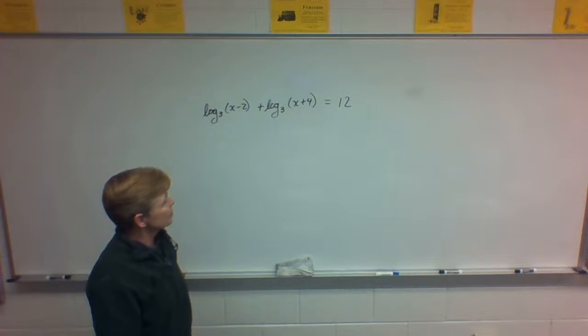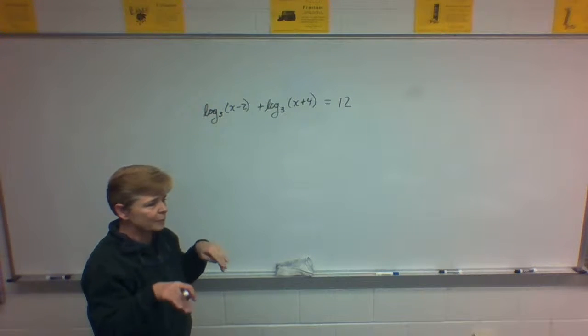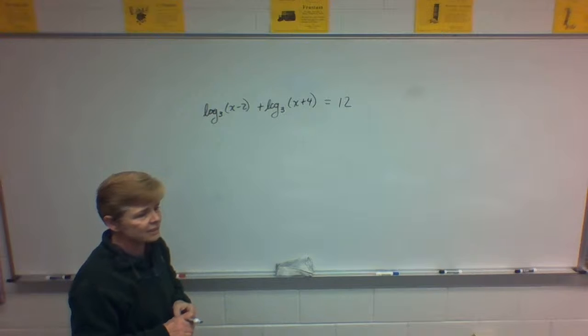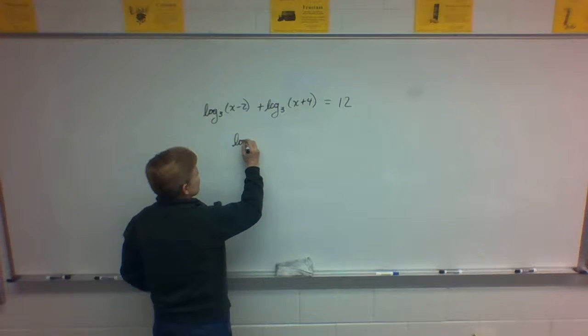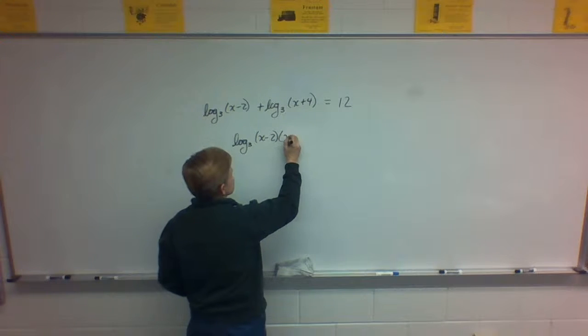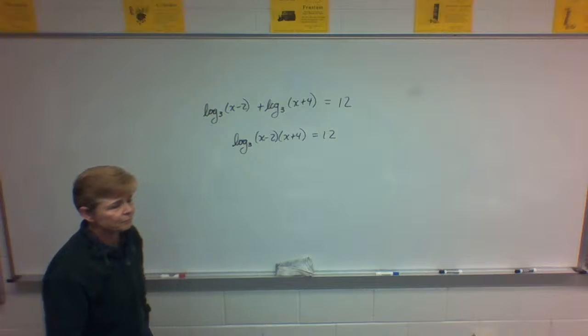We got a problem here because remember the one that I erased right there that had logs on both sides, so once we condensed them, we dropped them? That's not the case here. We've only got logs on one side. Still needs condensing. How do you condense those two together? Log base 3 times x minus 2. All we did there is condense the left side.